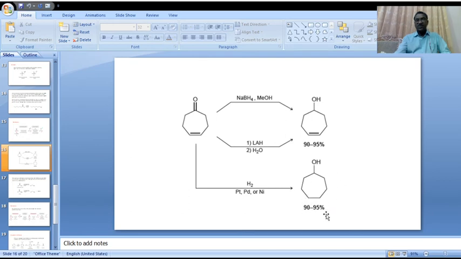Here also we are getting 90 to 95 percent more yield with the use of this particular strong reducing agent. Okay, is it clear, all of you? Is it clear? Now let us go to another reaction.